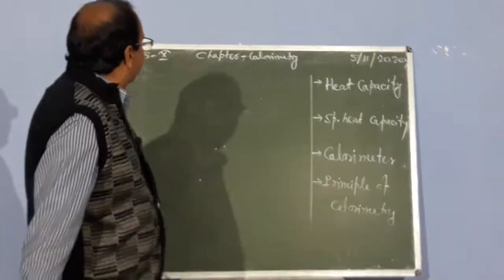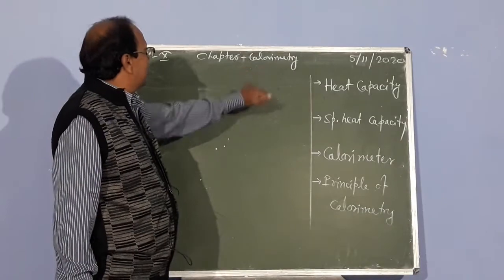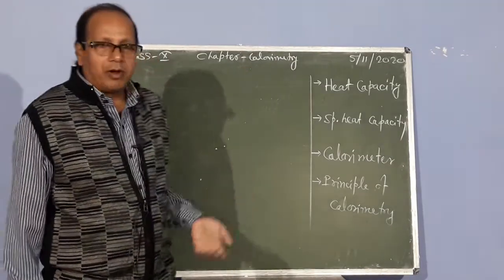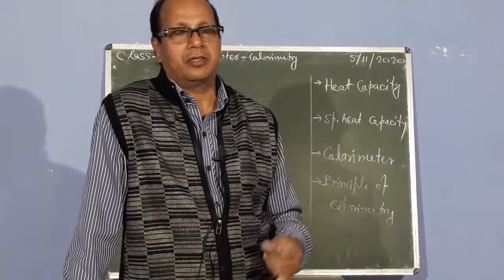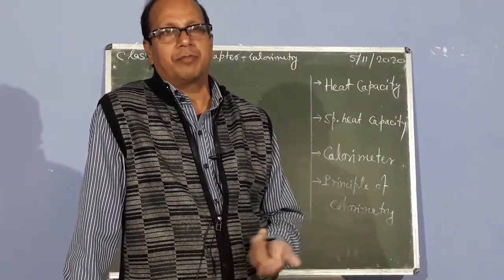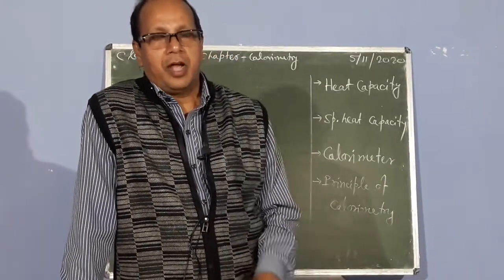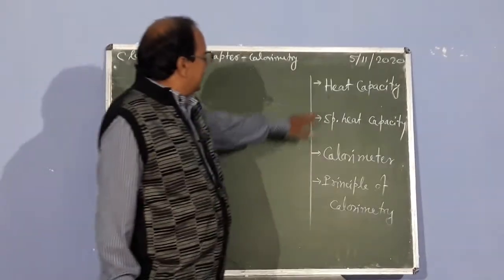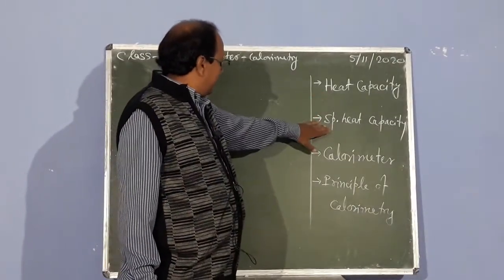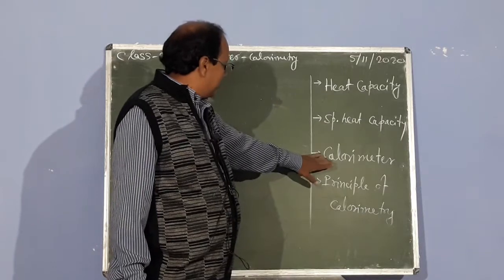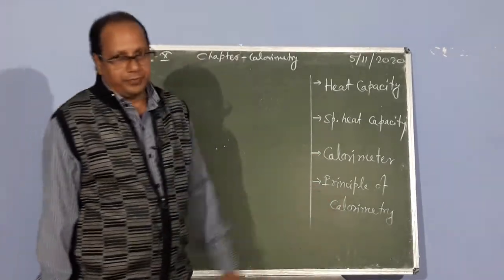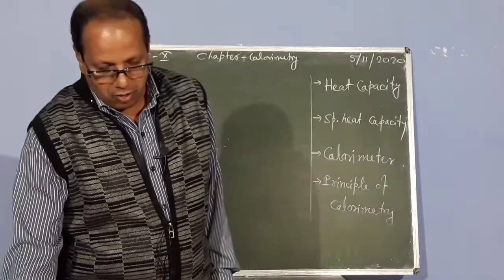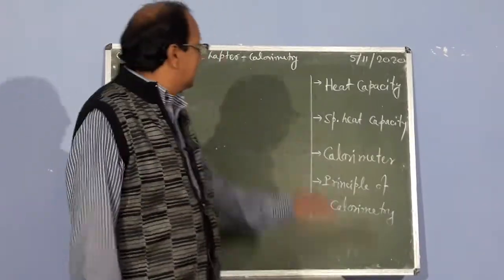I am going to discuss here the chapter calorimetry. We have already covered in this chapter what is heat and what is temperature, the definitions of heat and temperature with units. And now I am going to discuss heat capacity, specific heat capacity, what is a calorimeter, and the principle of calorimetry. Now let me discuss what is thermal capacity, what is heat capacity.